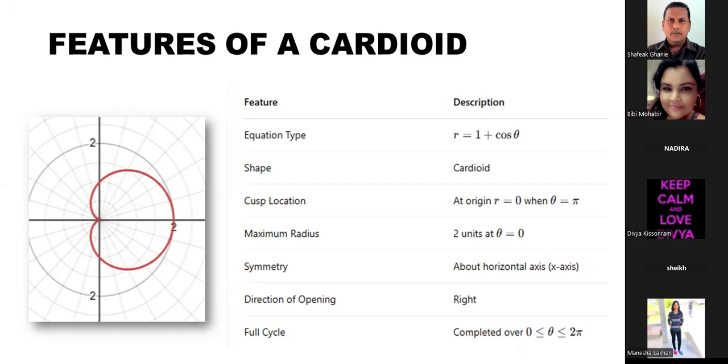As you can see here, it opens up to 2. That's the maximum radius. And how do we find that? We add a plus b, so 1 plus 1 is equal to 2. So from the center, straight out, we have a maximum radius of 2. And as we can see, it's symmetrical along the horizontal axis, which is the x-axis. And lastly, because it's positive, it's open to the right.